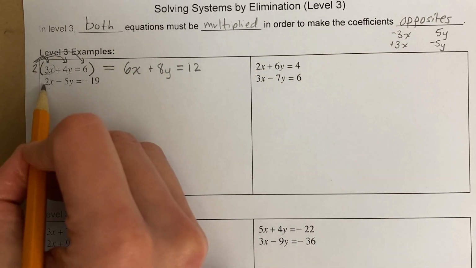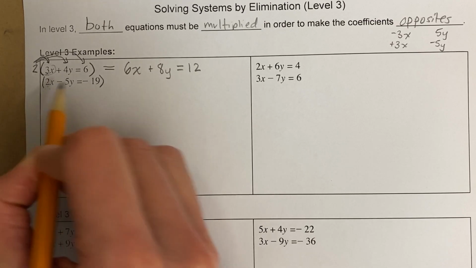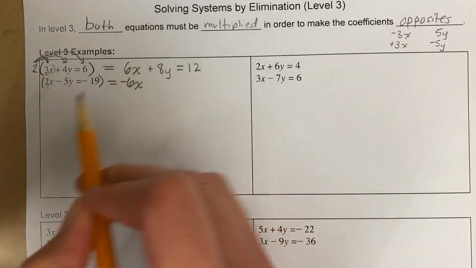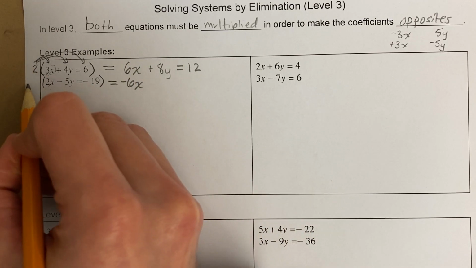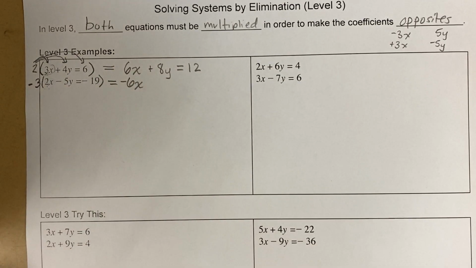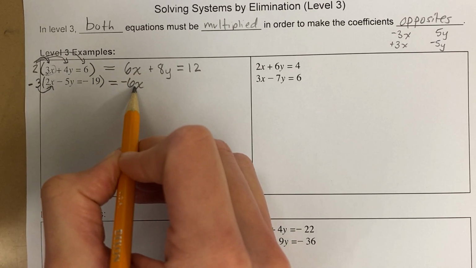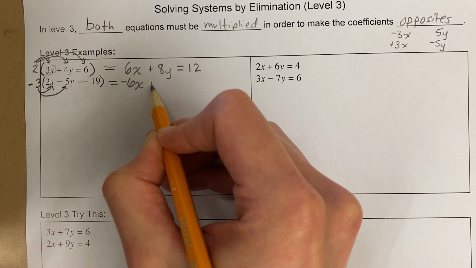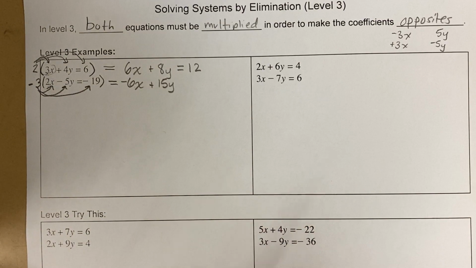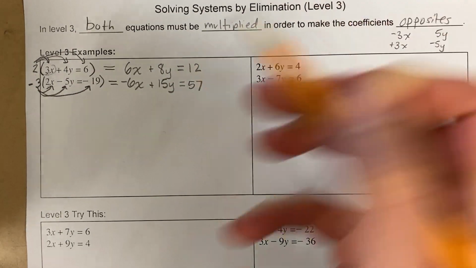Now, remember I said this was going to be positive 6x, and this has to be negative 6x. Well, what am I going to have to multiply this by in order to get negative 6x over here? Well, first of all, this is a positive, so I'm going to have to multiply it by a negative to make it negative. And 2 times what is 6? 2 times 3 is 6. So now I am multiplying by negative 3. Negative 3 times 2 is negative 6x. Negative 3 times negative 5 is positive 15. And negative 3 times negative 19, negative times negative is positive, and 3 times 19 is 57.